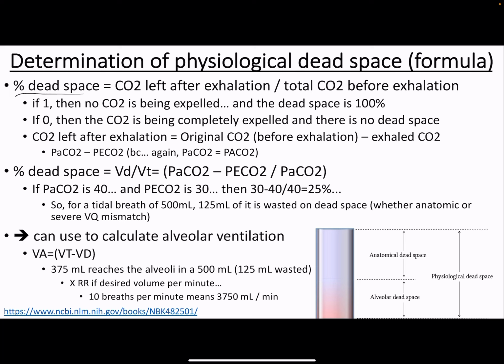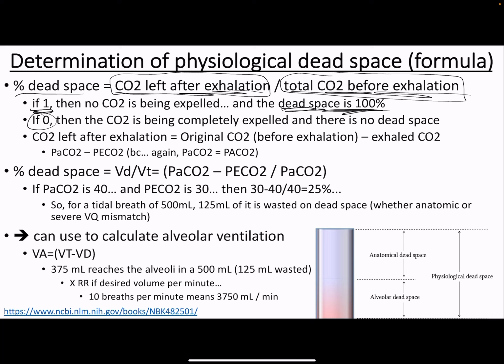So the percent dead space is the CO2 left after exhalation divided by the CO2 before exhalation. Again, we're assuming that you would normally get all of the CO2 out. If the value was 1, that means the CO2 left after exhalation is the same as the total CO2 before exhalation, which means you didn't get rid of any CO2, which means you had a lot of CO2 in your lungs and then none was exhaled, which means 100% of your respiratory tree is dead space. You're not having any of that CO2 go from the pulmonary capillaries into the alveoli and then out. So it's 100% dead space. This is an extreme that can never happen, but that's what 1 would be.